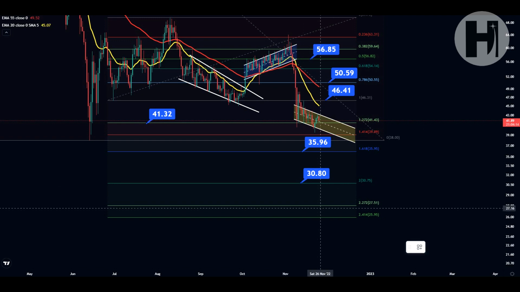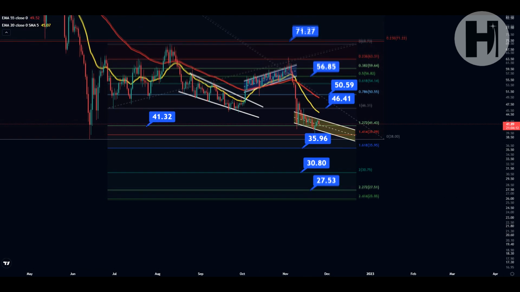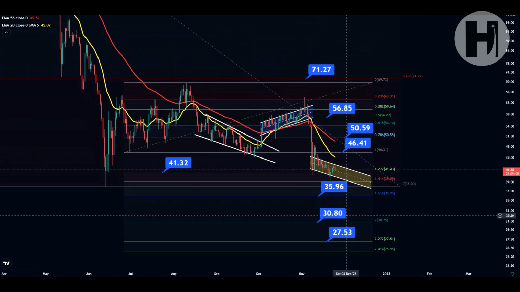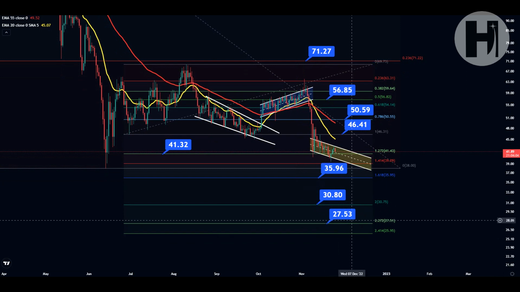Because we've seen major capitulations. You know what they look like. You can see altcoins dip 50% in 2 days. So this is nothing. This is nothing. If we drop to $27, this is nothing. This is where you should be buying and accumulating.